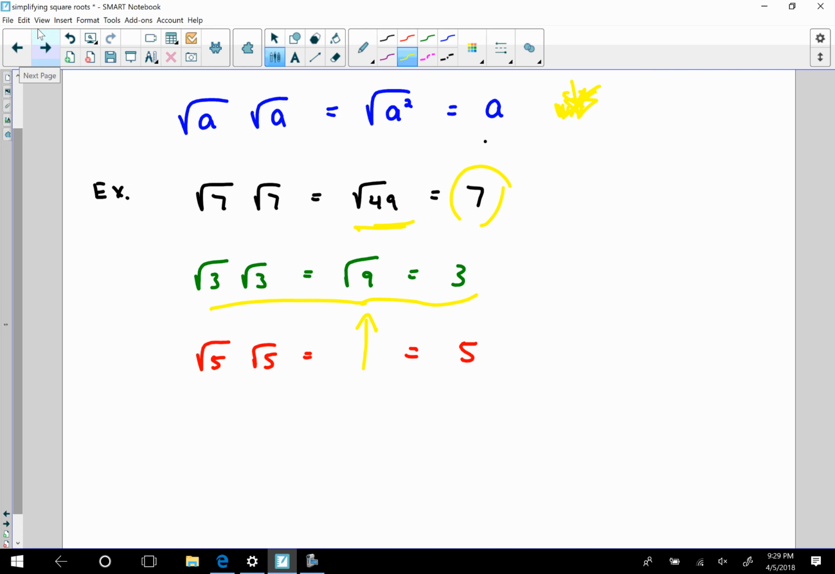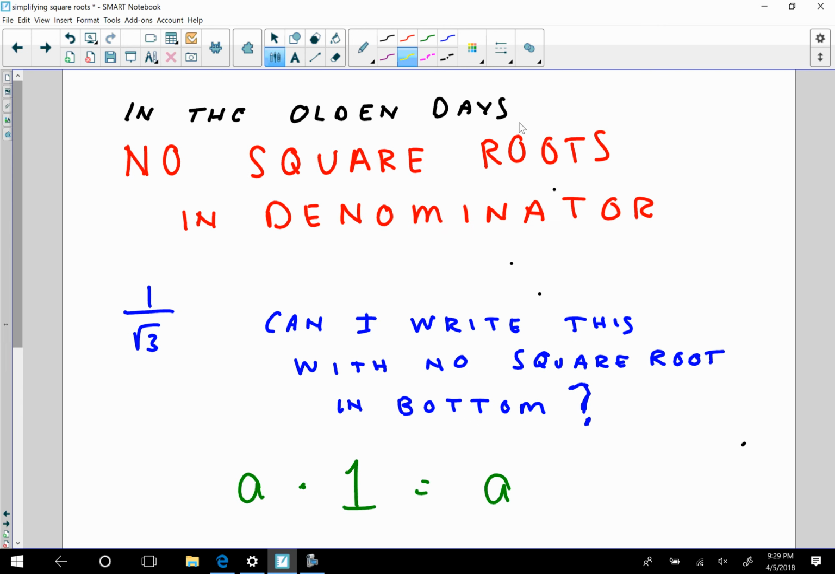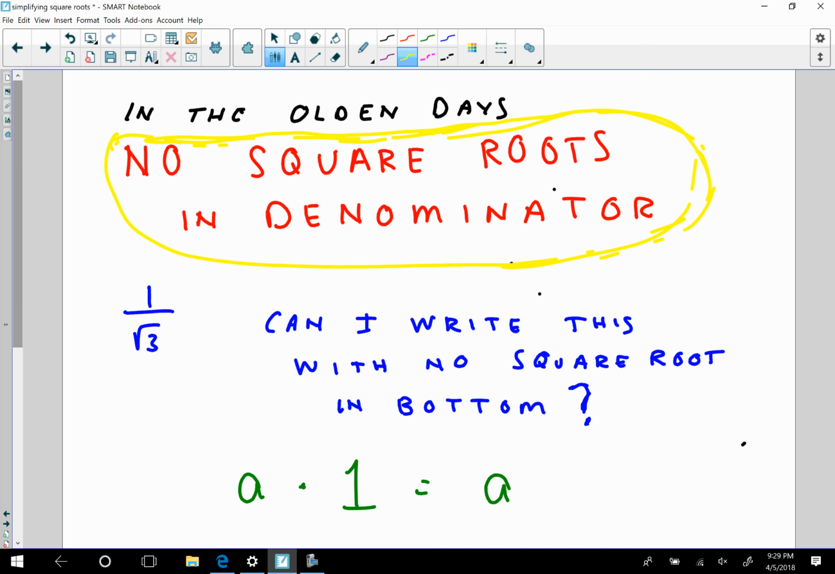Let's go to our last few examples for this video. In the olden days, a simplified square root expression was not allowed to have any square roots in the denominator. So this used to be an old rule of thumb, and we will continue to adhere to this old rule of thumb, but note that mathematicians are not as strict about this as they used to be. So no square roots in the denominator of an expression.